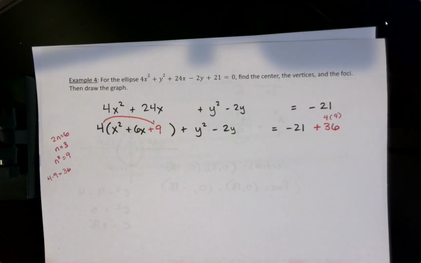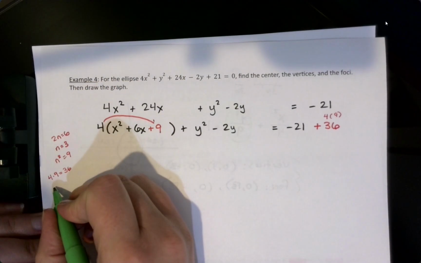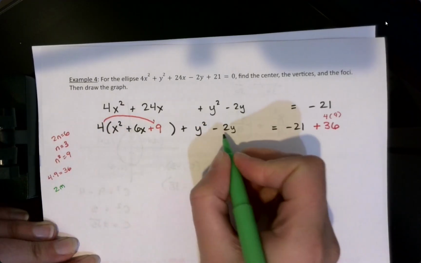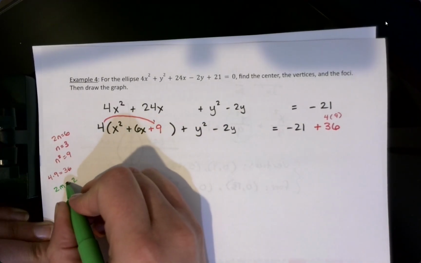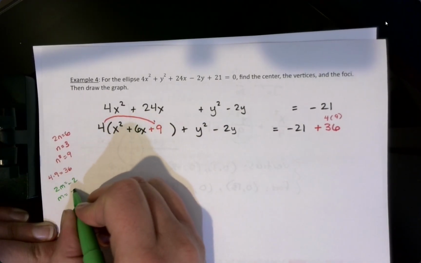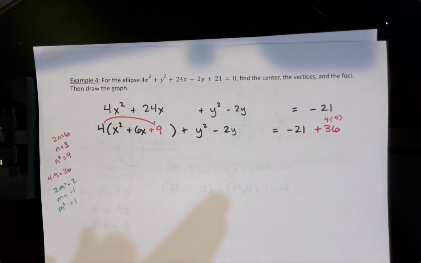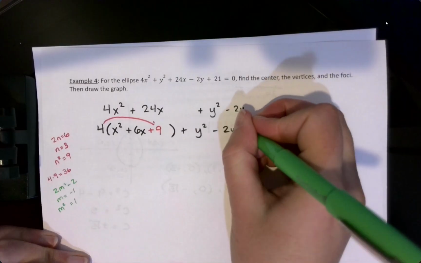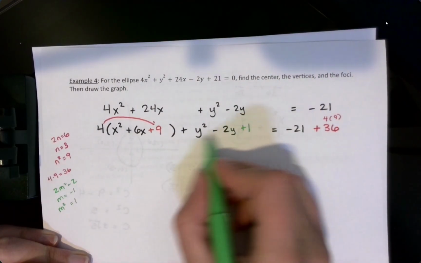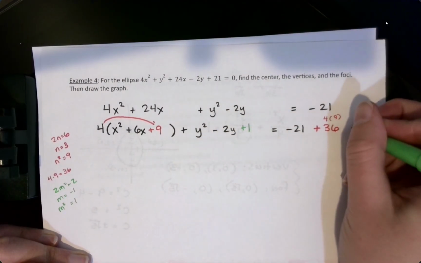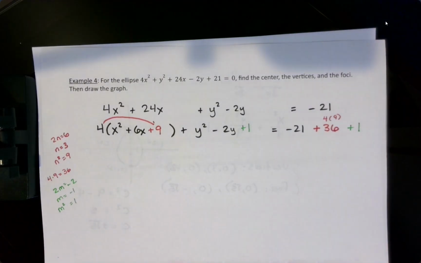Continuing, we're going to work on the square for y. So 2 times m is going to be -2. So our m value is -1. And if we square that, we have 1. So I'm going to be adding 1 to this side. No parentheses or anything that affect this 1. So to balance it off, we're going to add 1 to the other side as well.